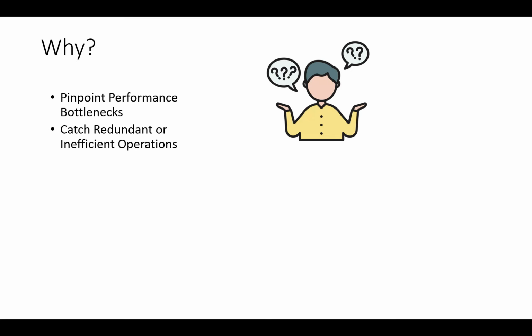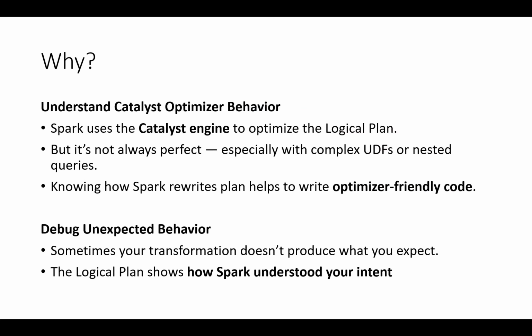Second, to catch any redundant, inefficient operations. What does that mean? Spark may keep some unnecessary steps unless you optimize them. By inspecting a logical plan, we can do an explain. A dot explain function will help you to inspect the logical plan. We can detect unnecessary shuffles, we can look at unused columns, we can detect duplicate filters. So that is the flexibility that we get to catch any inefficient operations early on. For these two reasons, it is very important to have a logical plan in place.